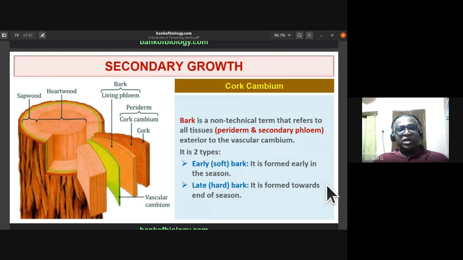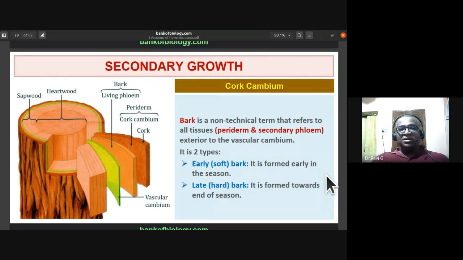Bark is of two types. Early bark is soft in nature, and it is formed early in the season. Late bark is formed towards the end of the season, and it is harder in texture. So early bark is formed early in the season, and late bark, or harder bark, is formed towards the end of the season.